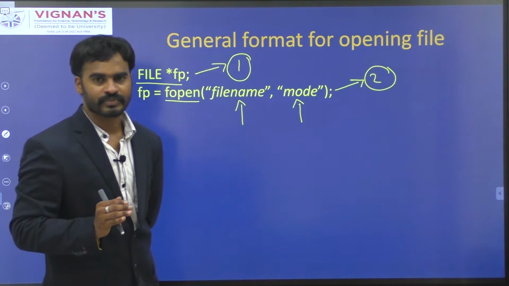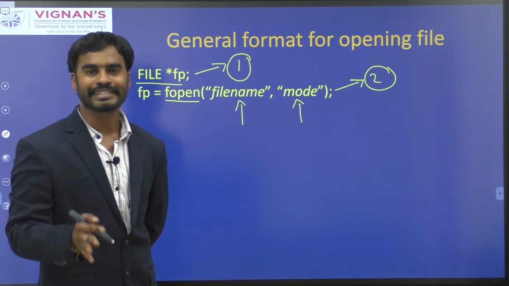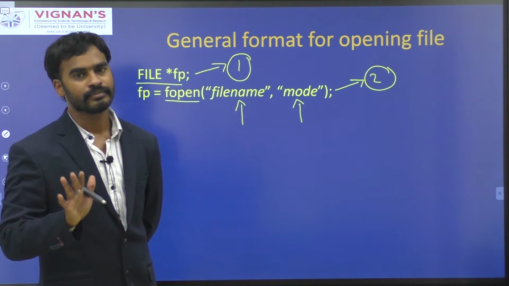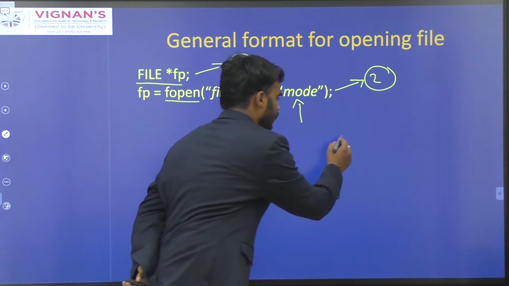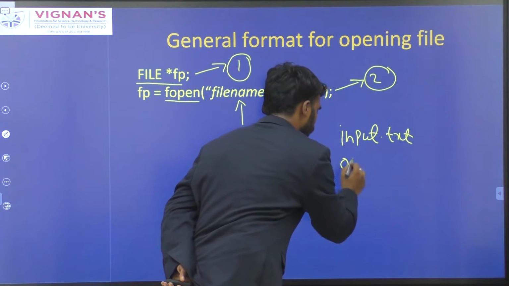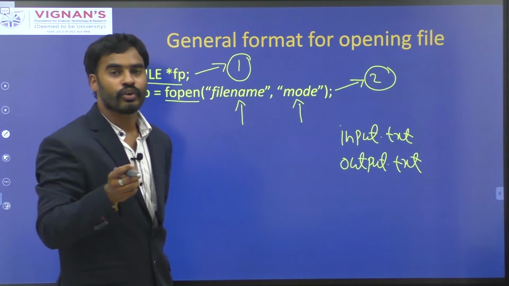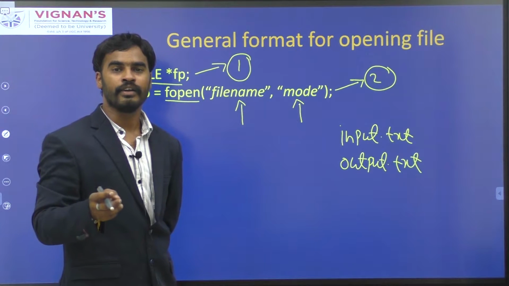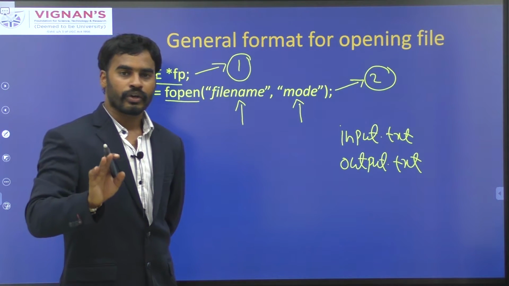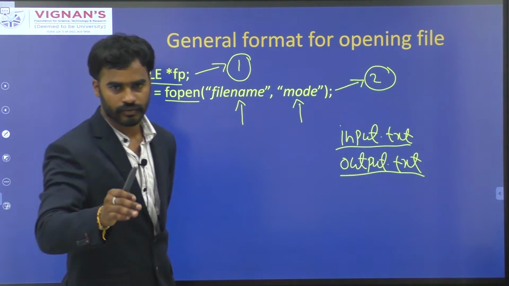For example, if your program and the file which you are working with both are in the same directory, you need not specify the full path. You just have to specify the file name alone. For example, input.txt, output.txt. If your source code file and the file which you are working with both exist in the same folder, you just need to specify the file name with which you would like to work.